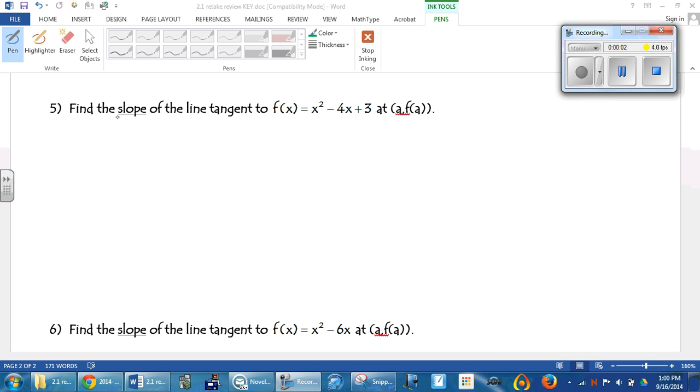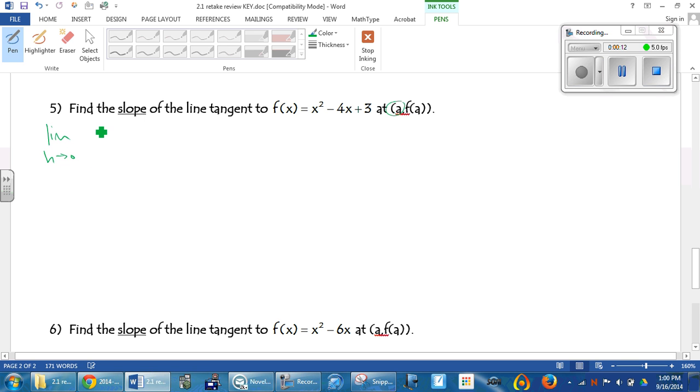Number 5, we're just finding the slope of the line tangent to this function at f of a. So we're just doing this in general when x equals a. So we're going to use the limit as h approaches 0 of f of a plus h minus f of a all over h. So we're using that function notation again. First part, this whole part here, f of a plus h, we're just taking a plus h and putting it in here wherever we see an x.